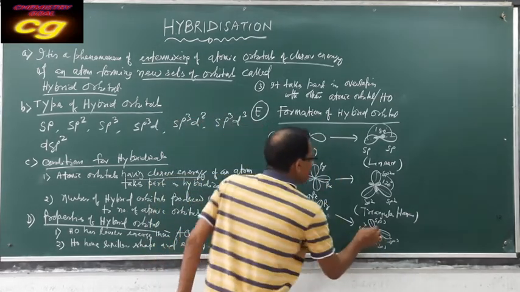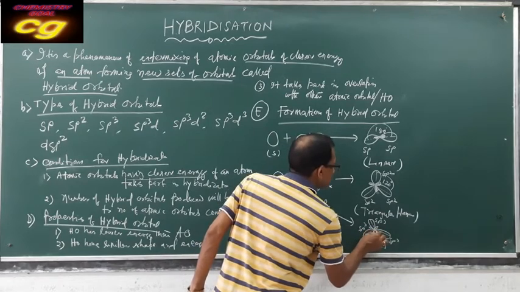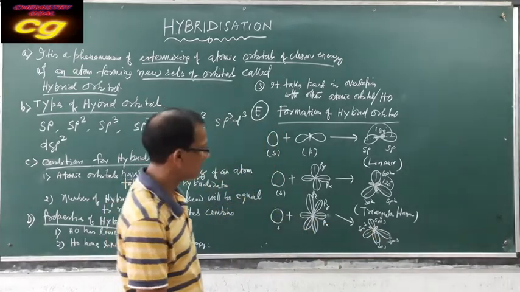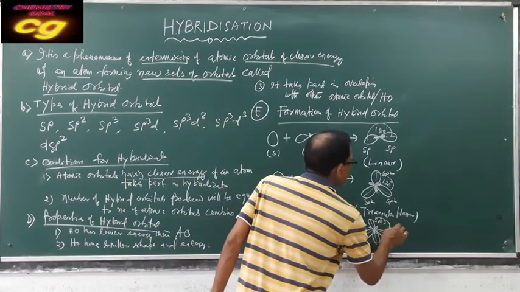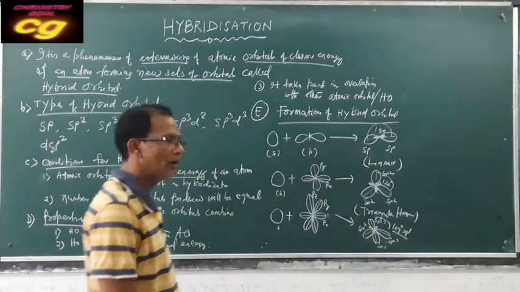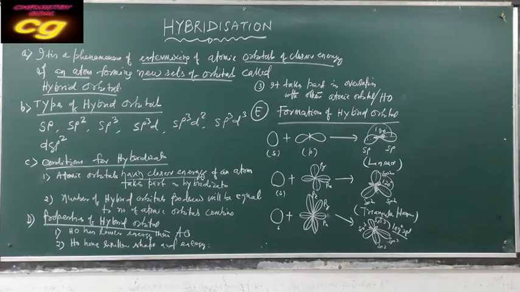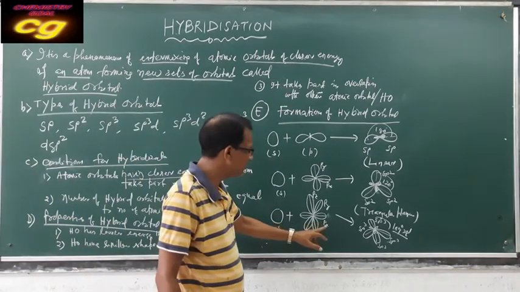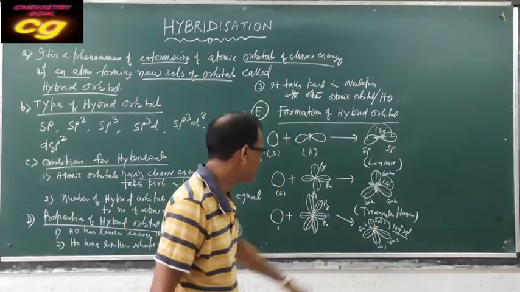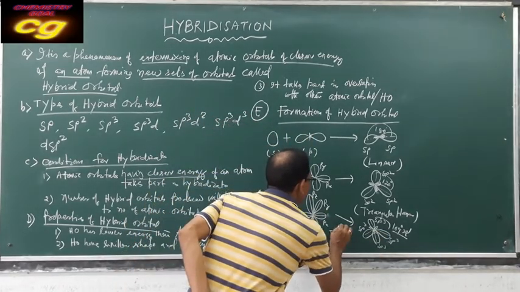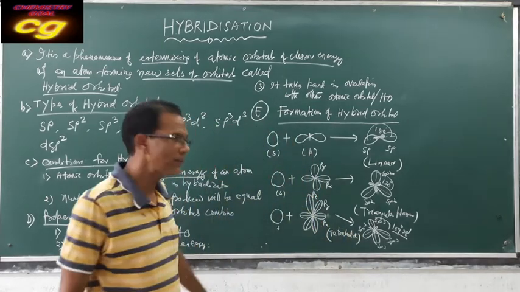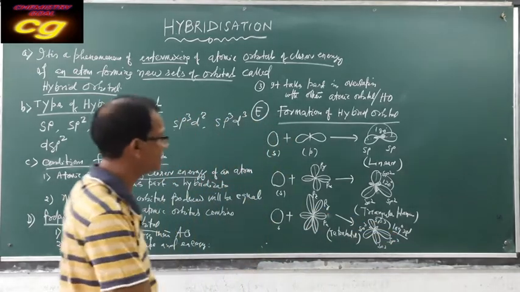And what is the actual shape? These are small lobes, and these are 4 bigger lobes. What is the bond angle of sp3 hybrid orbitals? 109 degrees 28 minutes. 1s and 3p, 3p means px, py, pz, forming 4 sp3 hybrid orbitals, and the shape is tetrahedral. Bond angle is 109 degrees 28 minutes.